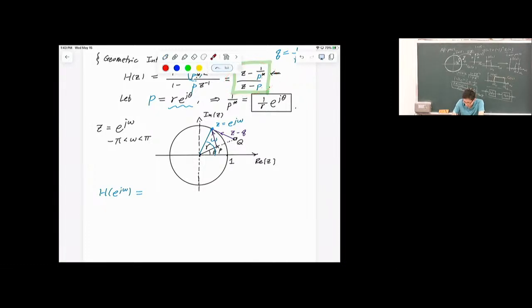So now we have e^jω minus q, divided by e^jω minus p. And when we further consider its magnitude, we put an absolute value around the whole expression. We want to show that this is a constant. Is it a constant? That's our question right here. So what do we have?